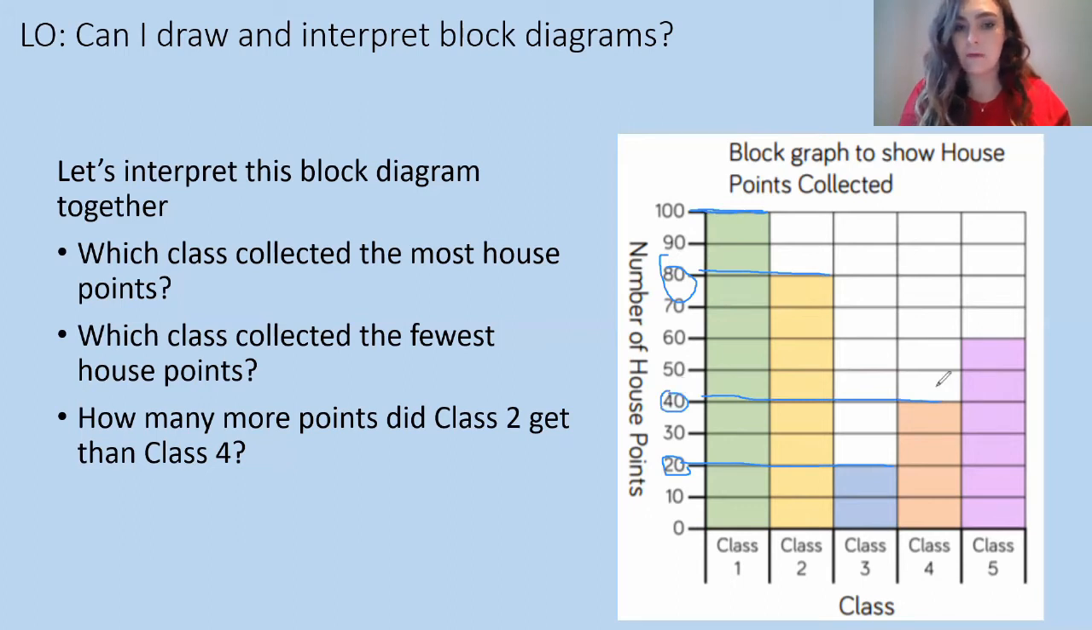Now we need to then find the difference because we need to see how many more. So it's what's left here. There's two ways that we could work this out. We could either count up in tens from this block to this block to see the difference, or we could do 80 take away 40. So well done if you got 40 as how many more points class 2 got compared to class 4.